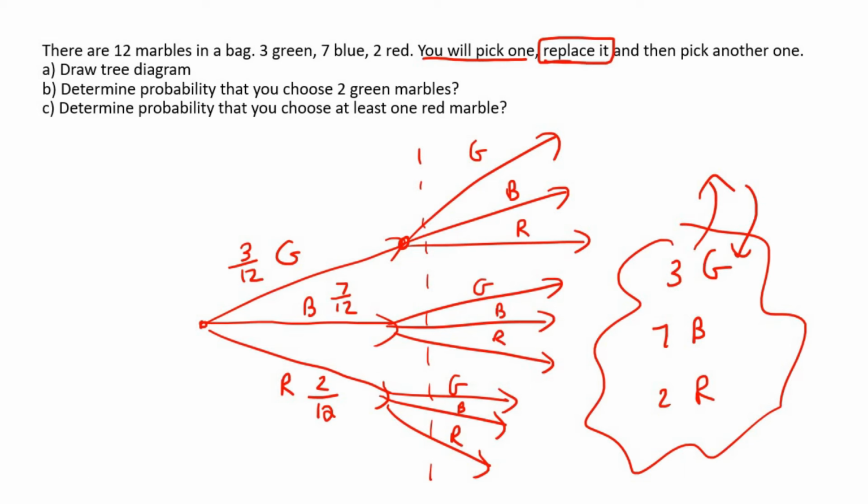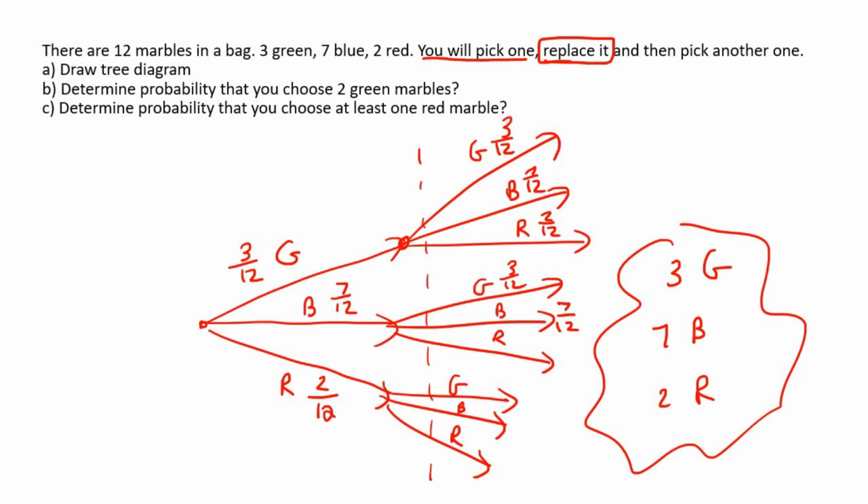You're not taking one of the marbles and then taking another one. You're taking a marble, putting it back, and then taking another one out. Okay? So you are replacing it. So these numbers here are not going to change. There's still going to be 3 out of 12 for the green, 7 out of 12 for blue, and 2 out of 12 for red. That does not change. In the next example, however, that's where things start to get a bit more interesting.